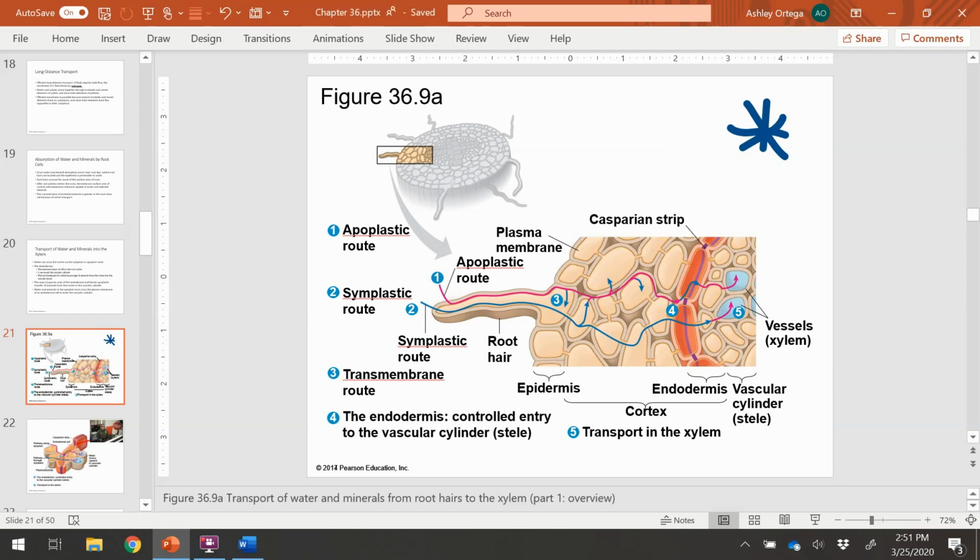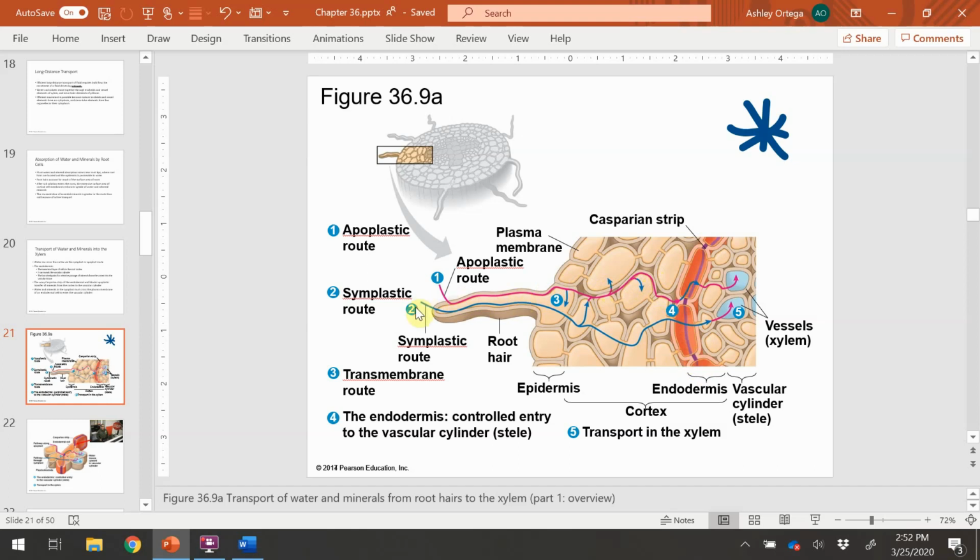This can happen two ways. The first way is the apoplastic route, highlighted in this pinkish red on line 1. This way it's traveling on the outside, on the cell wall or in between the cells, throughout the root hair to the root cortex cells, and then from the root cortex cells it's going to hit this layer called the endodermis. That's something we'll look at soon.